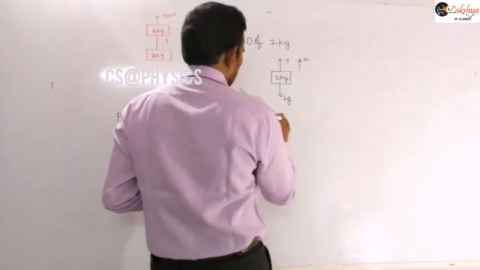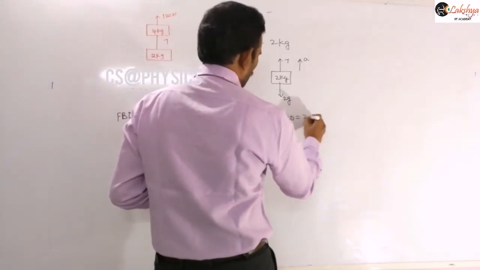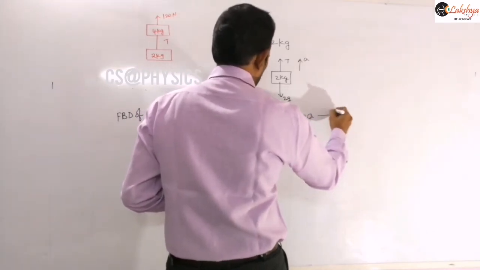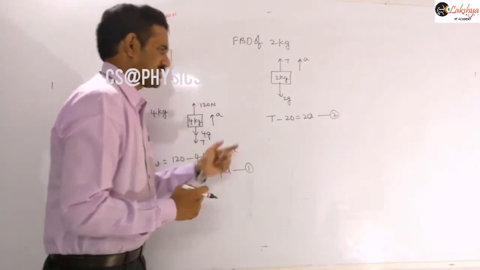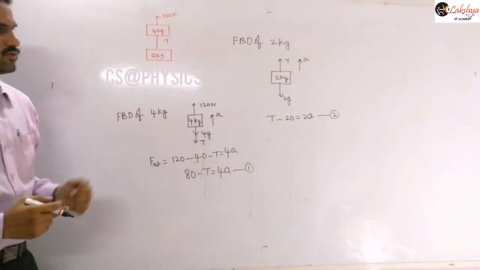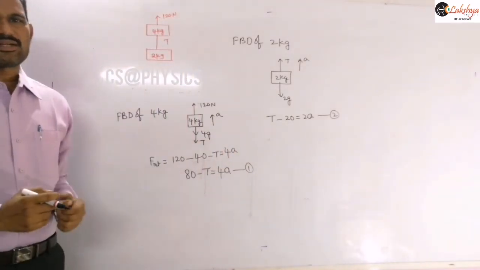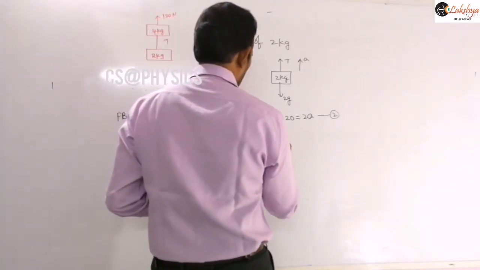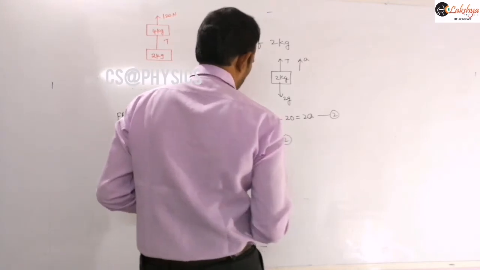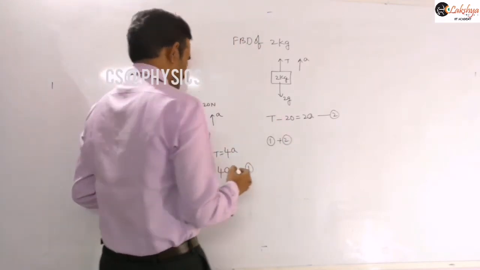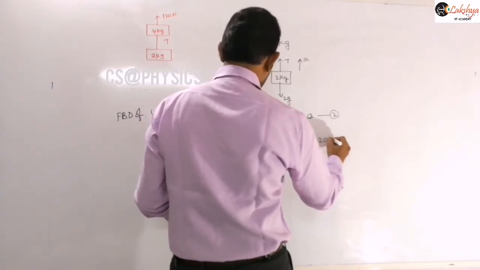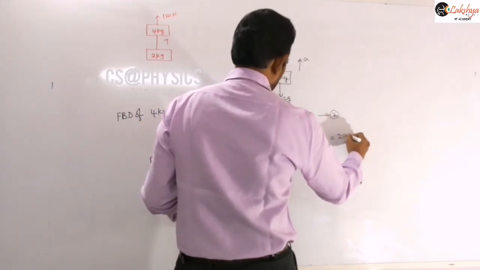And so I can write this as T minus 20 is equal to 2 into A. So this is equation 2. Let us solve these two equations, then you will get acceleration and tension. So now I am writing equation 1 plus equation 2. Let us add those two equations. Then I can write this as 80 minus 20 is equal to 2A plus 4A.